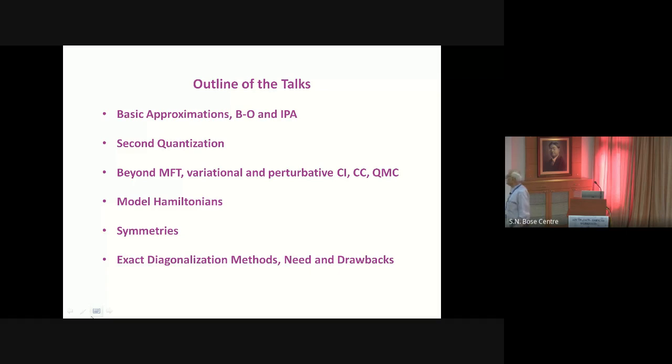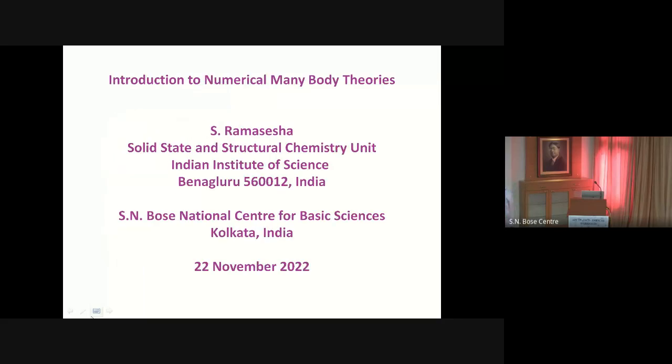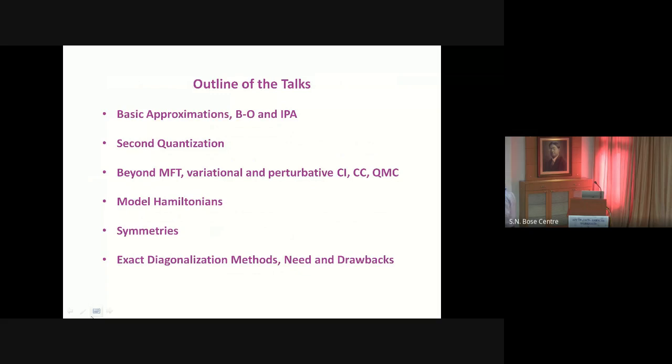In the first talk, I'm going to be talking about basic approximations, which are common to everything, like the Born-Oppenheimer and the independent particle approximations. Then I'll give a very brief introduction to second quantization, and then how to go beyond mean field theory. What are the techniques that are present, like variational and perturbative configuration interactions. Then you have the coupled cluster and the quantum Monte Carlo. And then I'll talk a little bit about model Hamiltonians. I'll introduce you to the concept of model Hamiltonians and what the symmetries in the model Hamiltonians are. And I will briefly touch upon some exact diagonalization methods and their drawbacks.